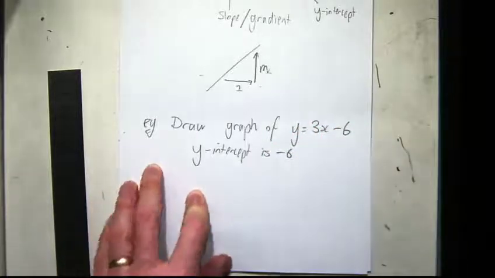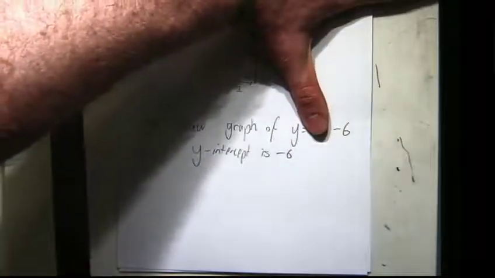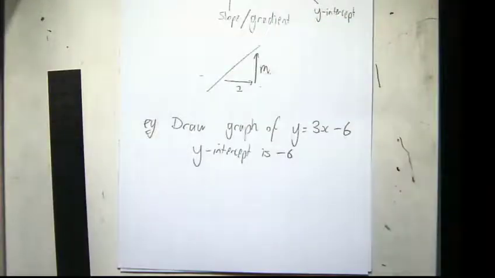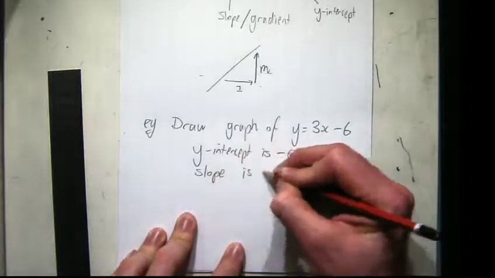Okay, the y-intercept is minus 6. The reason it's the y-intercept is because the y-intercept is one of the points on the y-axis, and all the points on the y-axis have x equals 0. So if I put x equals 0 into the formula, I get y equals minus 6. That is the reason that it is the y-intercept. But you don't have to go through all that reasoning. You can just look at it and say, that's the y-intercept. And the slope is 3.